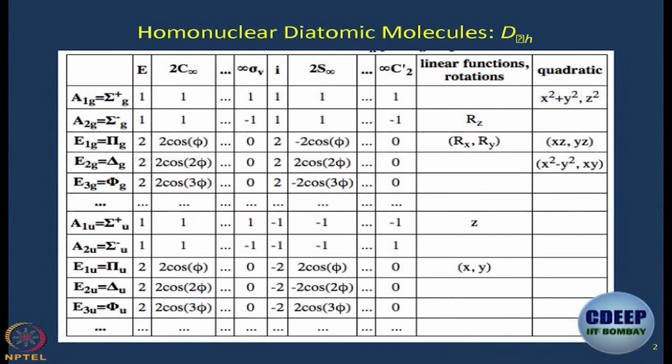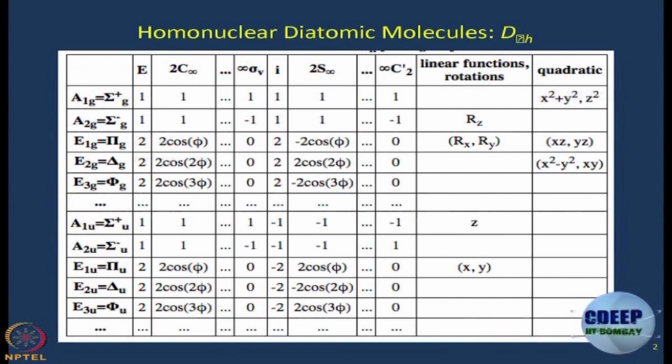I, there is only one. S infinity is also there. C infinity doubles as S infinity. Two S infinities and an infinite number of C2s. C2 dash means C2 that is perpendicular to your C infinity axis. And you can work out these characters by inspection. What is this phi? Phi means the small angle, or maybe not small angle, by which the rotation is performed with respect to your C infinity.